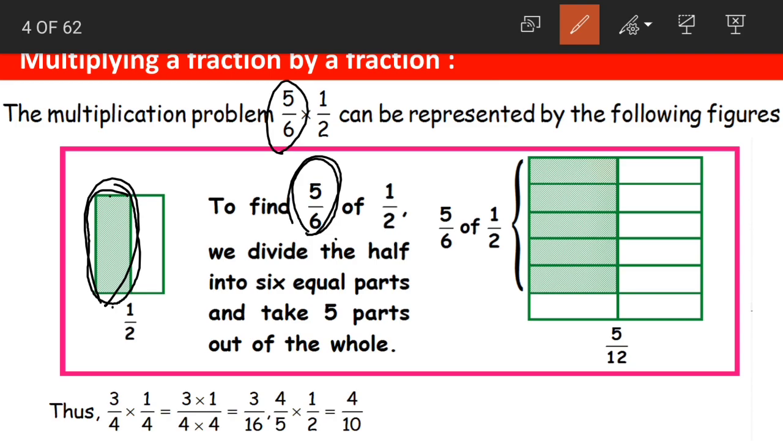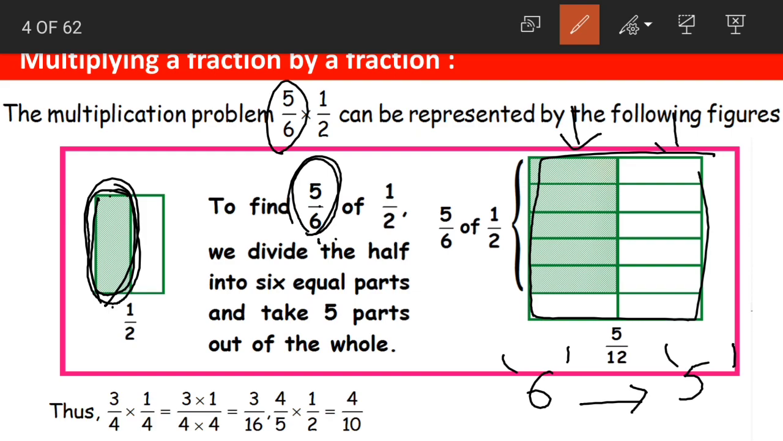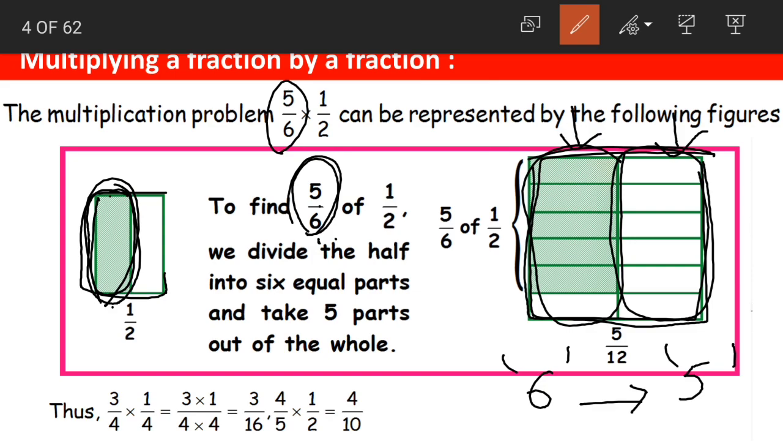Now what should we do? 5 by 6 means what? 5 by 6 means there are 6 equal parts out of which only 5 are shaded. Yes. Now from this half, look at this bigger image here, bigger box. This is 1 by 2 and this is 1 by 2. This is the half part of the box and this is the other half. Clear students? This box only we are writing in a much bigger size. In each of the half parts, what are we doing? We are dividing it into 6 equal parts.